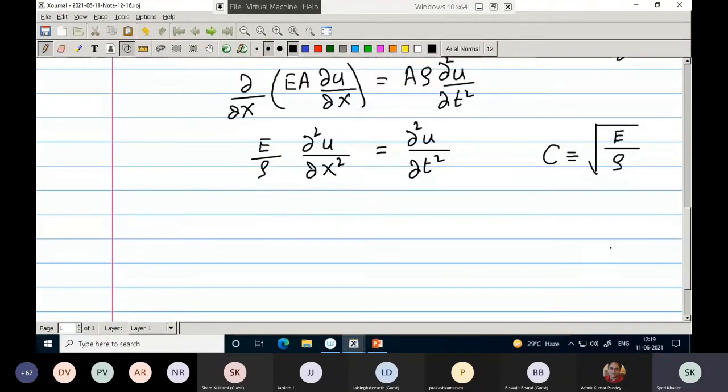So now we can write this as c square d square u by dx square equals d square u by dt square. So this is basically the equation of motion for the one-dimensional bar.